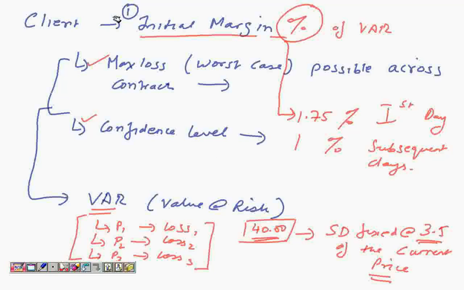I hope it's absolutely clear, right? Initial margin is a percentage. So I've just tried to explain to you in very simple terms the concept of VAR, and the initial margin is nothing but 1.75% on the first day and 1% on the subsequent days, right? So kindly make a note of this slide, because a lot of questions can come from this concept, although they will not go into the detailing of VAR, which is in itself a very big concept to understand.